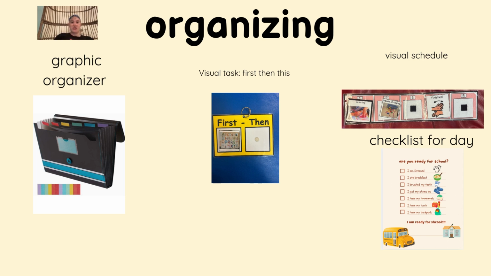The next is a visual task. First this, then that. This is a Velcro, simple. For when you want your child to complete a task, you're going to tell them first homework, then playing. So they need to do their homework first, and then they can play.